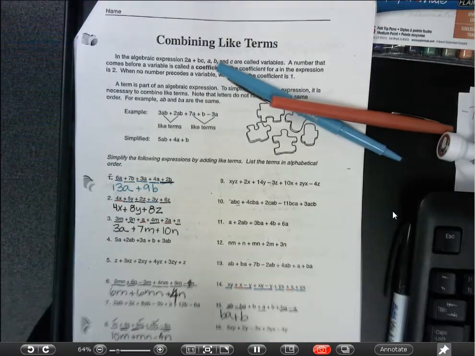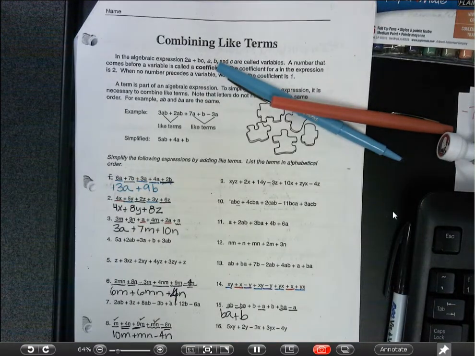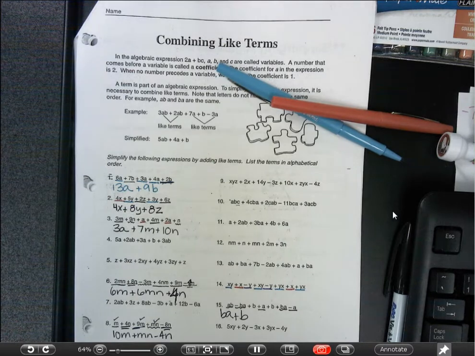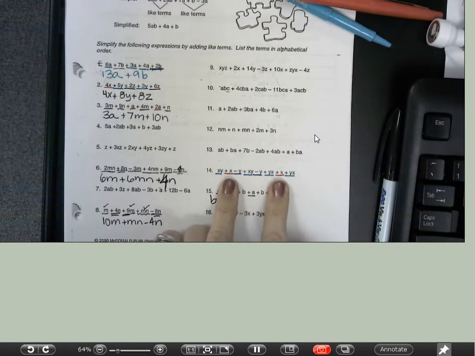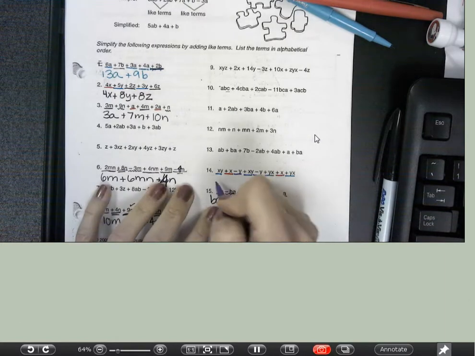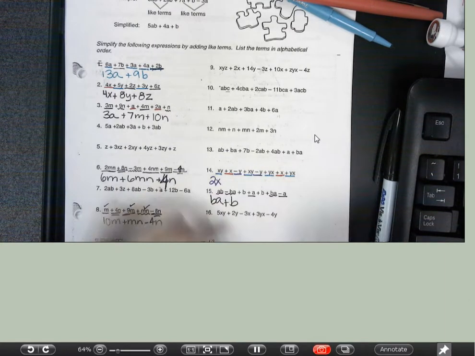So we talked yesterday about the way that we're supposed to write it, which is in alphabetical order. So if I have X, Y, and XY, I know that X comes first in the alphabet. So I have X and then another X, and they're both positive. So that's going to give me 2X.